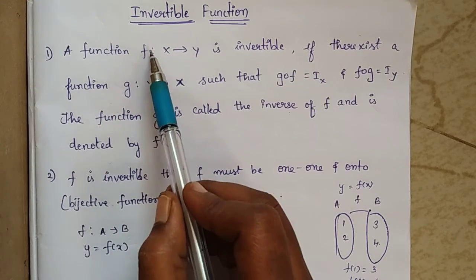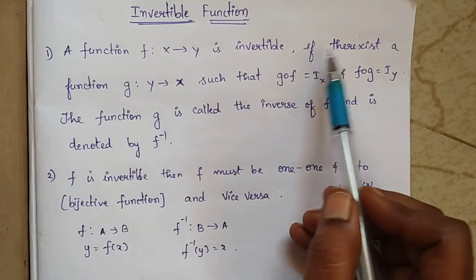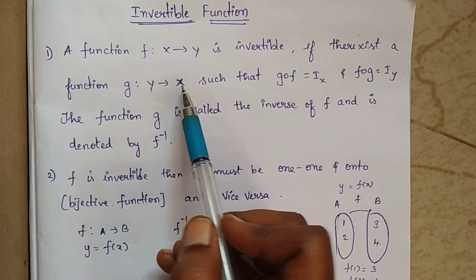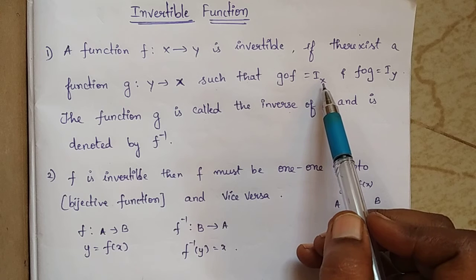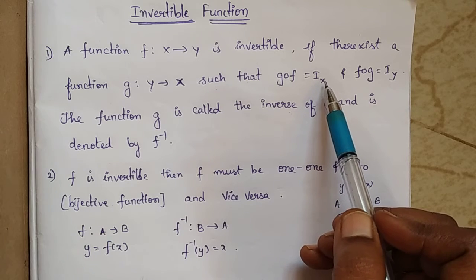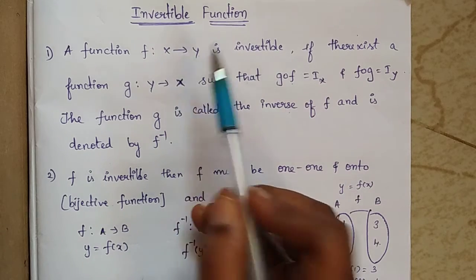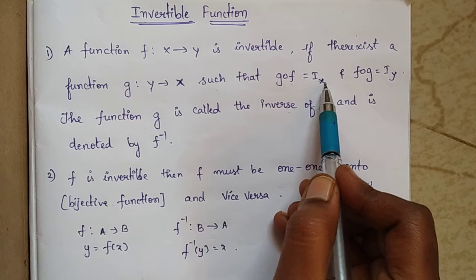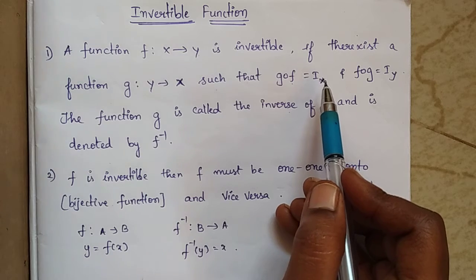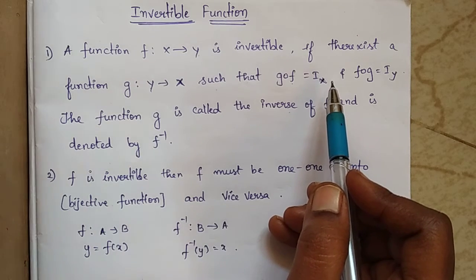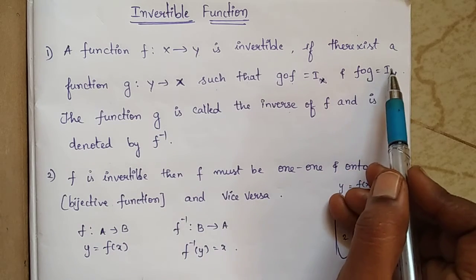A function f from x to y is invertible when we say this function is invertible, which means there exists a function g from y to x such that g of f is equal to ix, that is identity function x. Identity of x means, see, f is a function from x to y, that's why I am getting x here. I am putting the input as x, so I will get the result also as x only. If I put the input as y, then I will get the same y as my answer. See here, f of g equal to iy.